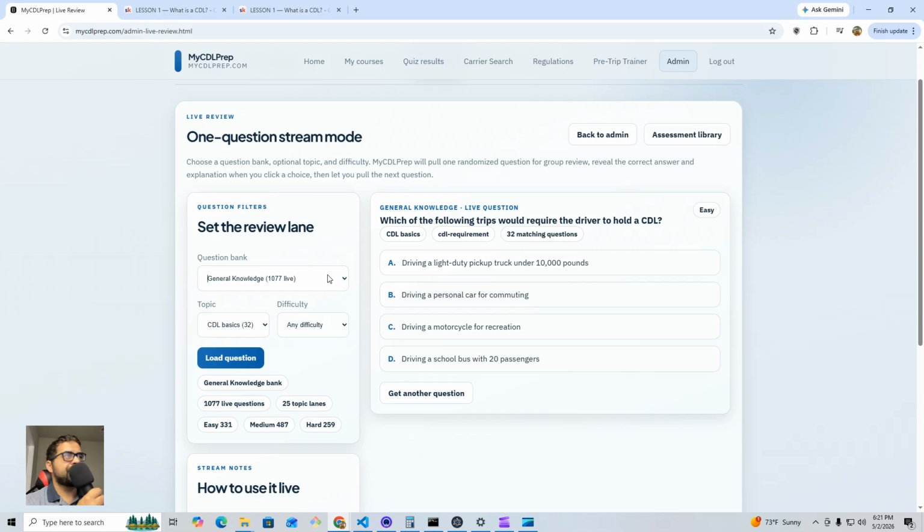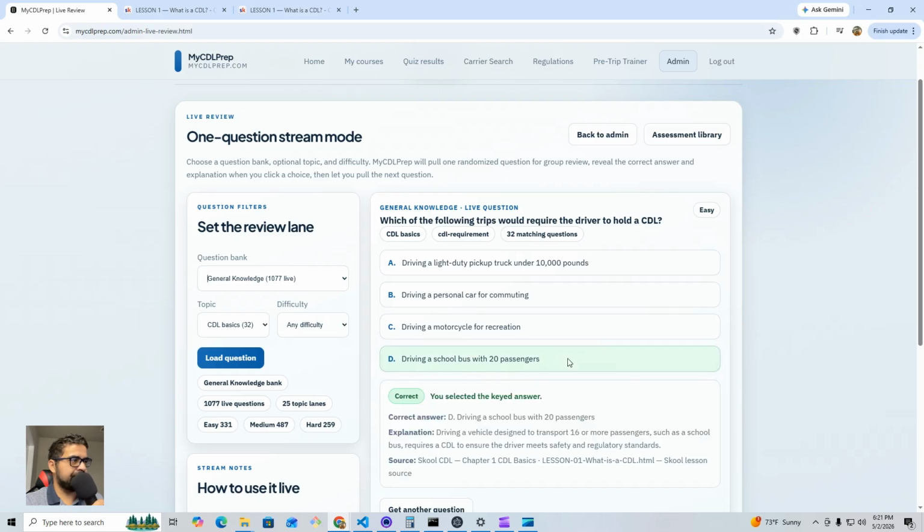Okay, here's a good one. Which of the following trips would require the driver to hold a CDL? Driving a light duty pickup truck under 10,000 pounds, driving a personal car for commuting, driving a motorcycle for recreation, driving a school bus with 20 passengers. There's going to be it right here.